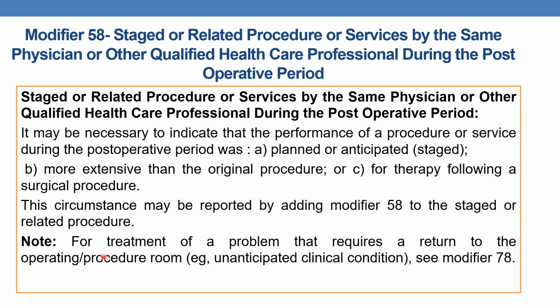One important note is, for the treatment of a problem that requires a return to the operating room or procedure room, for example, an unanticipated clinical condition that was not planned, you need to see the 78 modifier. We will discuss that when we talk about the 78 modifier. As of now, for an unanticipated clinical condition, if a person needs to return to the operating room or procedure room, you must refer to the 78 modifier. But if the procedure is related and planned, then you need to append the 58 modifier.